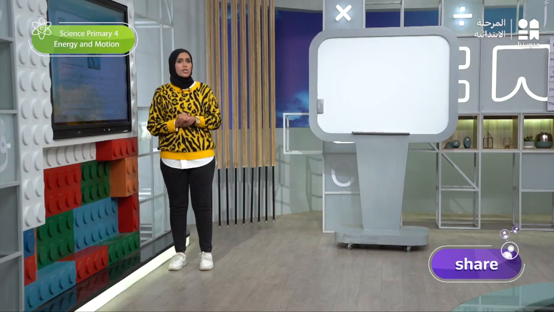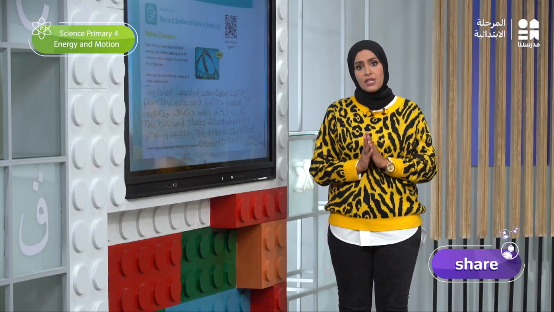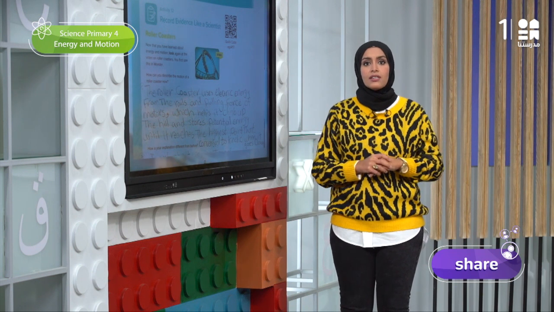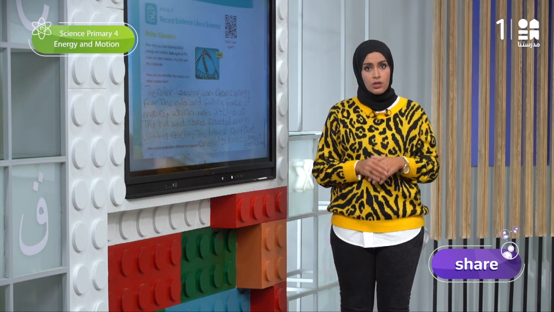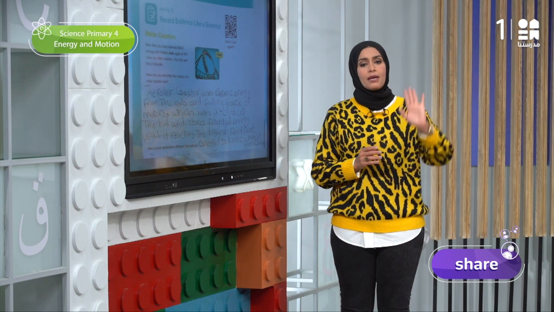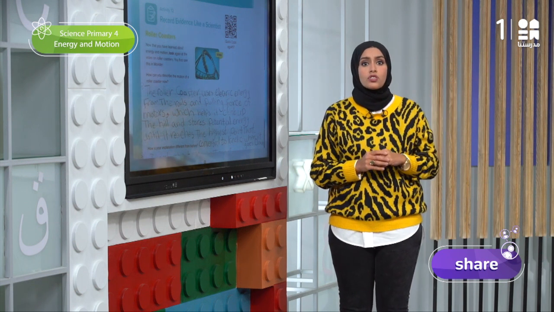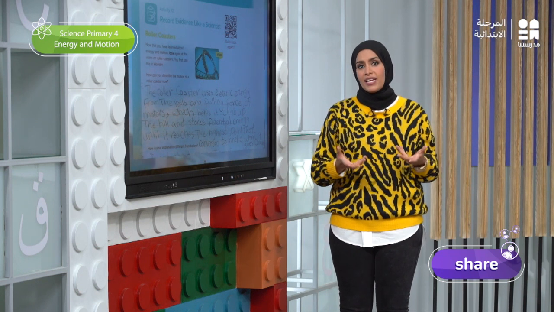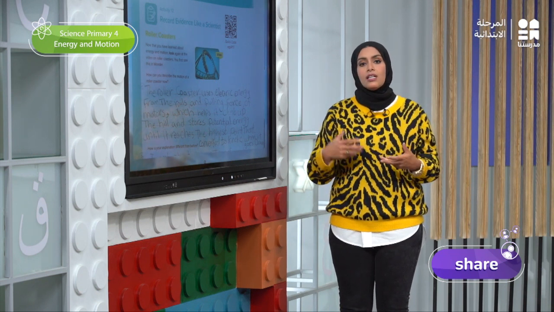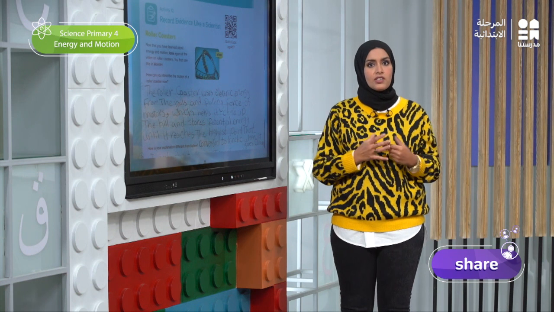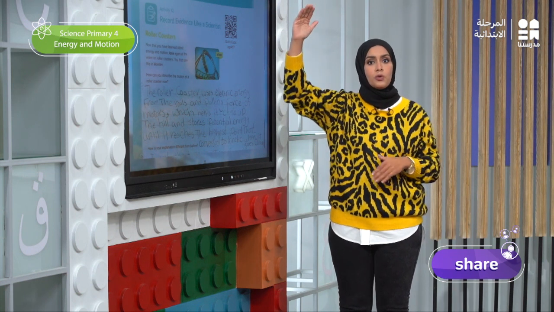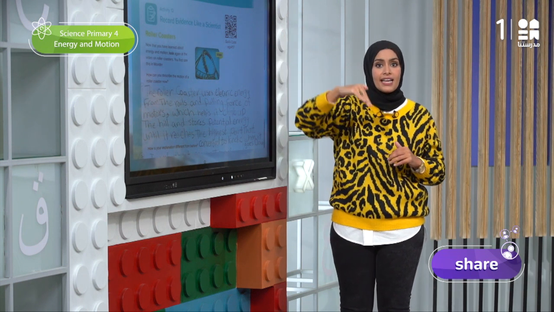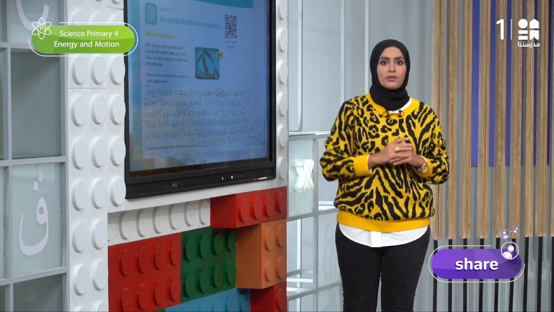The roller coaster uses electrical energy from the rails. Did you notice we changed the word electricity to electrical energy? And the pulling force of the motors helps it climb up the hill. The train stores an amount of gravitational potential energy. Here we changed the words stored energy to stored gravitational potential energy until it reaches the highest point. Gravitational potential energy is converted into kinetic energy as the train goes down.